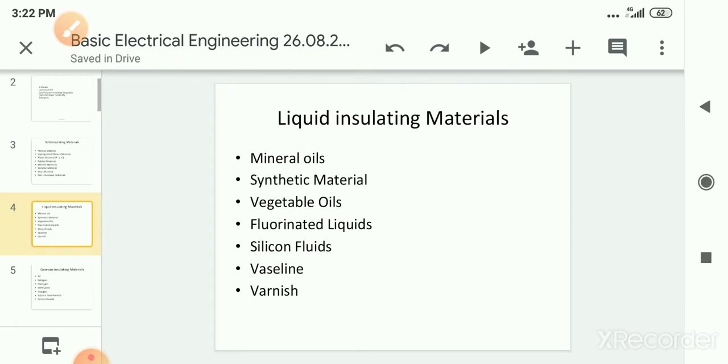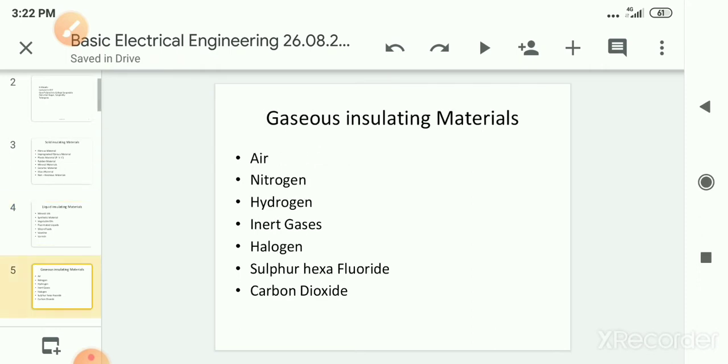Like that, we also have different applications related to insulating materials in the liquid state: mineral oils, synthetic materials, vegetable oils, fluorinated liquids, silicon fluids, vaseline, varnish. And gaseous insulating materials: air, nitrogen, hydrogen, inert gases, halogen, sulfur hexafluoride, carbon dioxide.